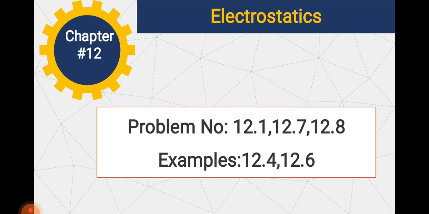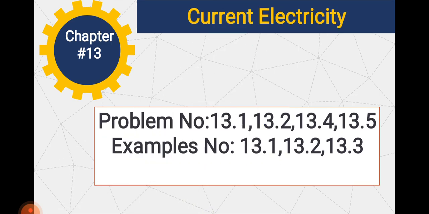So now we are moving towards chapter number 13, which is about current electricity. In this chapter the numerical problems are 13.1, 2, 4 and 5. These numerical problems are important, and in the examples 13.1, 13.2 and 3. These three examples are mostly important from all of these.